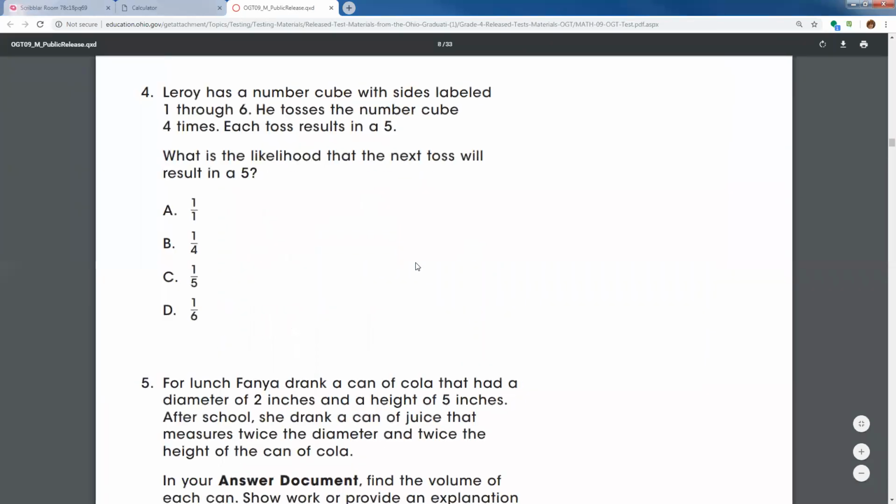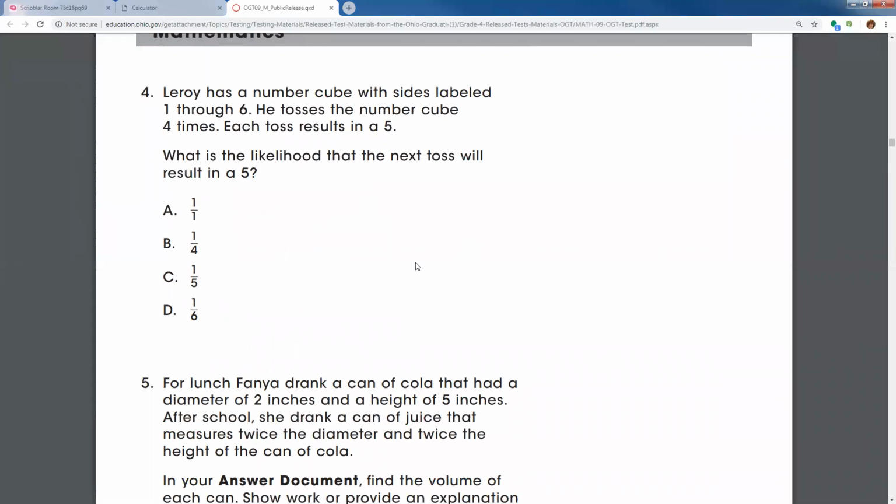Now we have some probability. Leroy has a number cube with sides labeled 1 through 6. He tosses the number cube 4 times. Each toss results in a 5. What is the likelihood that the next toss will result in a 5? So what do you think on this one? Or do you have any questions on what it means by number cube?